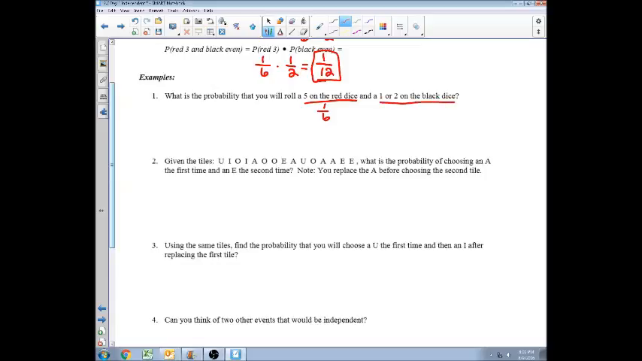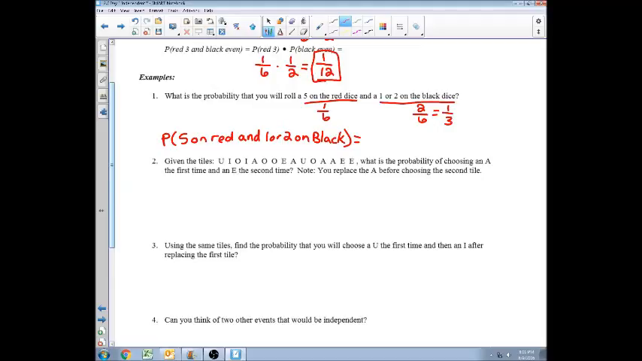A 1 or a 2 on the black dice. How many sides of a dice have a number 1 or a number 2? That would be 2 sides out of 6. 2 over 6 can simplify into 1 over 3. So now we want to know the probability that both events will occur. How you need to write this is the probability of a 5 on red and a 1 or 2 on black. Yes, you need to write that in order to let me know what you're talking about.